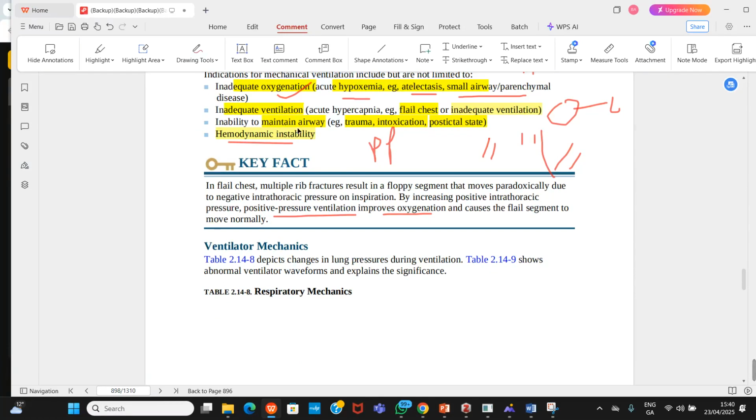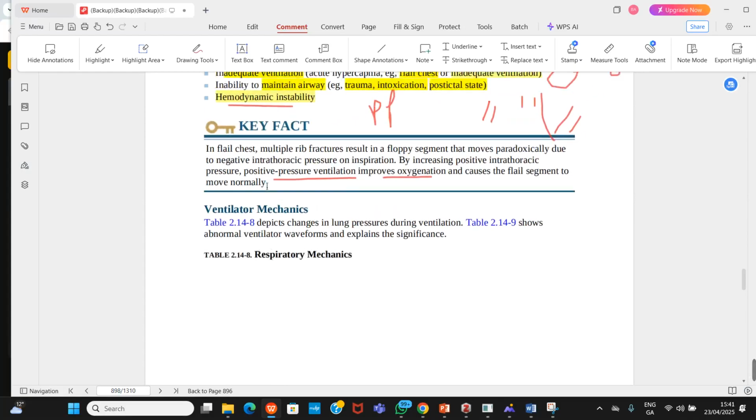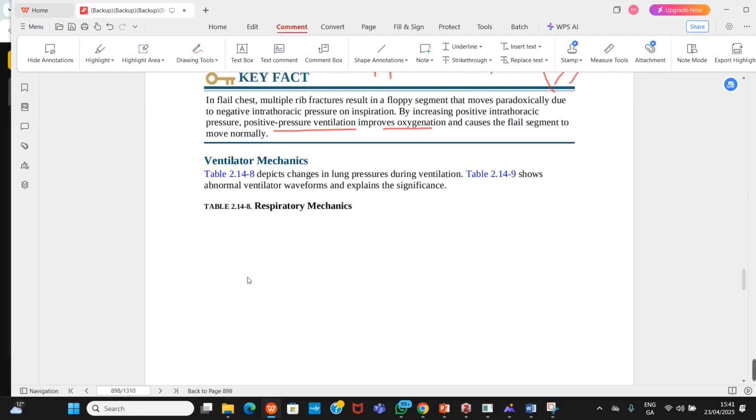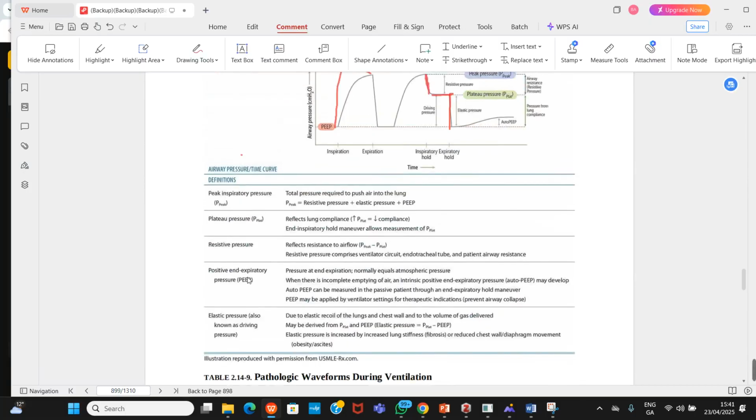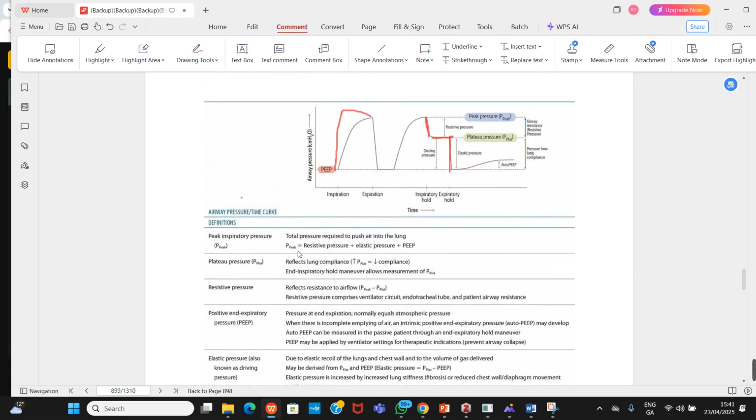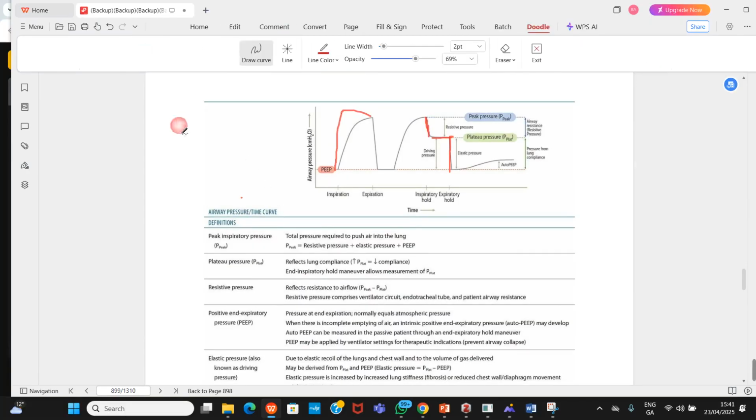So for mechanical ventilation, we are talking about the indications. Don't forget inadequate oxygenation and inadequate ventilation. Those two go together: oxygen, CO2. Then airway compromise. Don't always forget that. Maybe the person is confused, intoxicated, having seizures. Just go and intubate. Or hemodynamic instability. So status epilepticus, intubate.